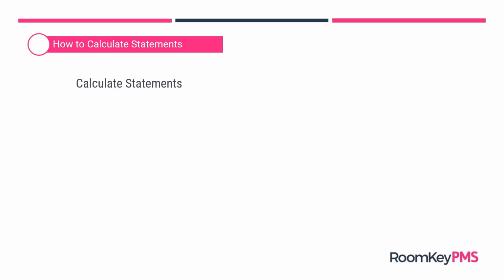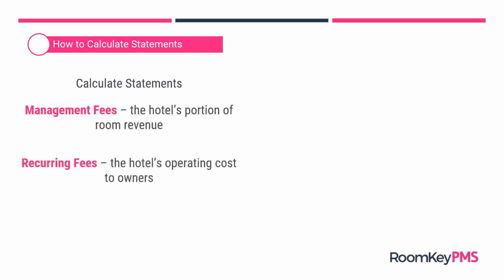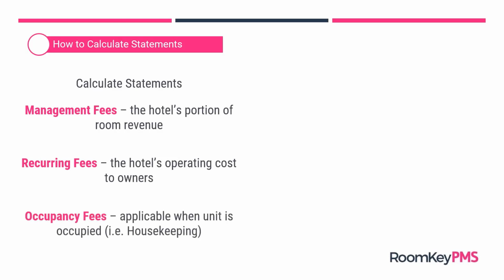Now, there's a couple of things that will automatically post whenever you calculate statements, and you'll have the option to select these or not. So the three items that automate when you calculate statements are the management fees, the recurring fees, and the occupancy fees. Management fees are the hotel's portion of the room revenue. So if the hotel charges maybe 50% of the revenue for hotel management fees, a very common calculation there, that will be applied at this stage when we calculate statements.